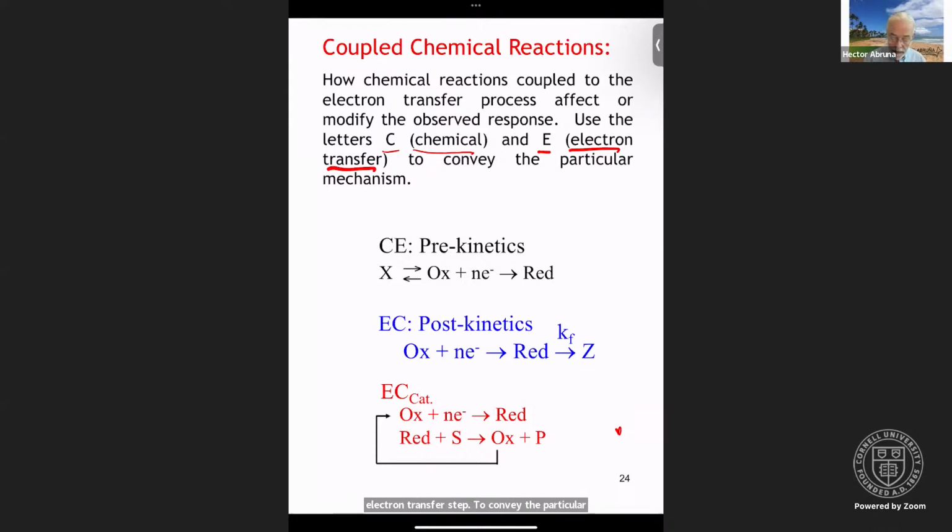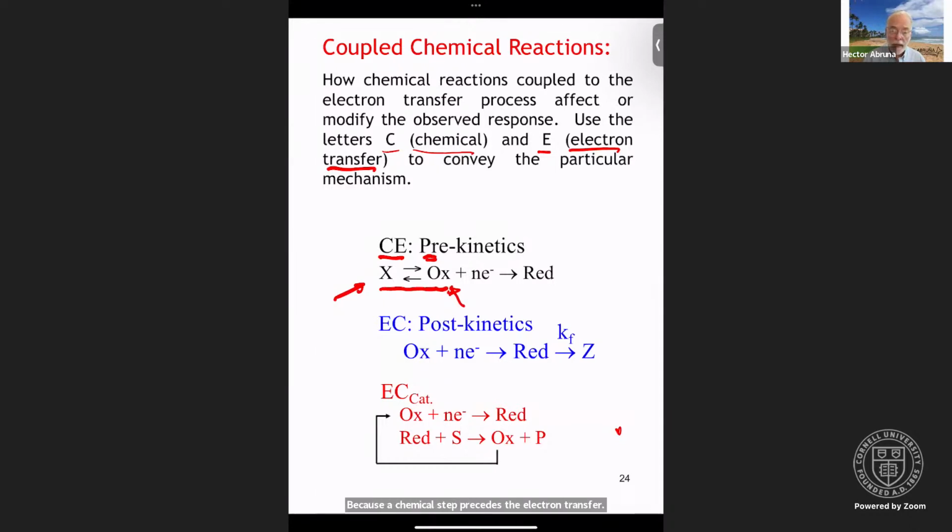We mentioned, for example, that a CE mechanism, also referred to as pre-kinetics, involves a previous chemical reaction. For example, it can be an equilibrium, and this equilibrium is then responsible for the generation of the redox active species OX. It can then go on to carry out the electrochemical reaction. So it's called pre-kinetics because a chemical step precedes the electron transfer.